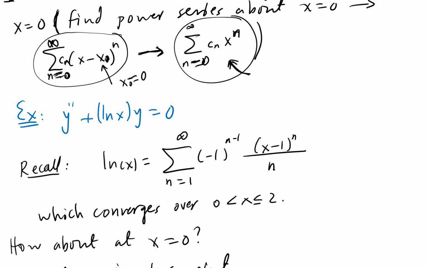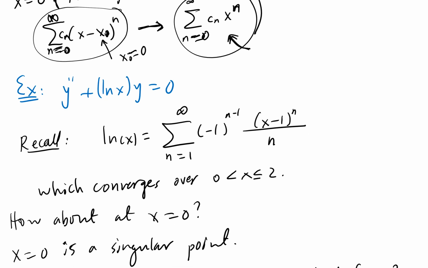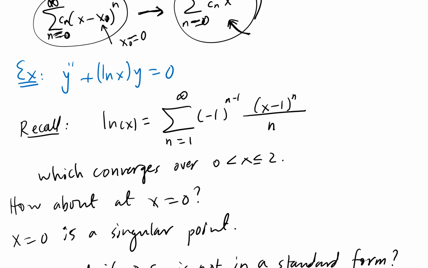x equals 0 is not an ordinary point, it's a singular point. The series does not converge at x equals 0. So that's why we call it a singular point. Yes, it diverges, you can say.